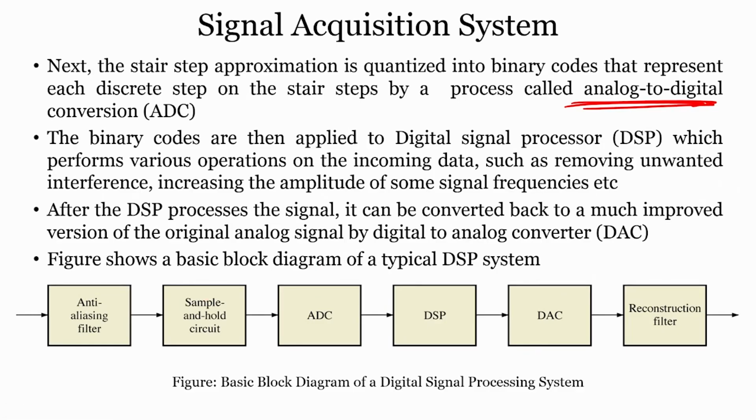So, the binary codes are then applied to the digital signal processor, which is right over here, and which performs various operations on the incoming data, such as removing unwanted interference, increasing the amplitude of some signal frequencies, etc.